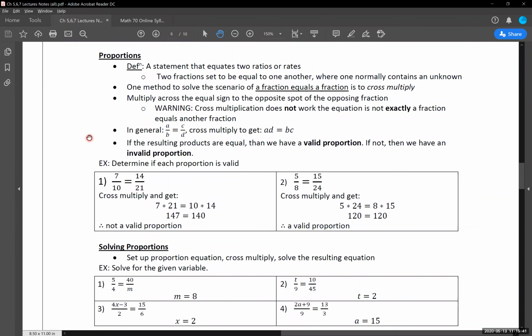So we also get into this idea of if we do or do not have valid or invalid proportions. And this all stems from if we are checking our result or anything similar to that. So if the resulting products, like we have over here, are equal to one another, so A times D is equal to B times C, then we have a valid proportion, which means this fraction is indeed equal to this fraction, or at least equivalent to that fraction.